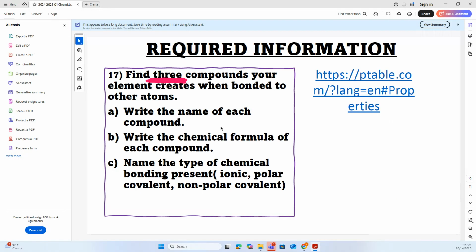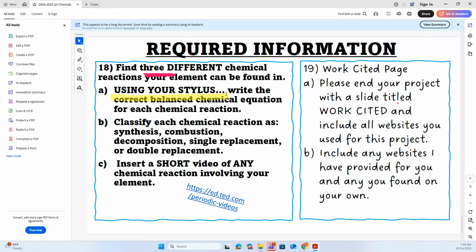So hopefully that gives you a little bit better information or a little clarification on what you are supposed to do for the final. Basically, you're researching a specific element and you are researching the information I am telling you to research, and you are putting it on a presentation, and you can make that as creative as you would like.